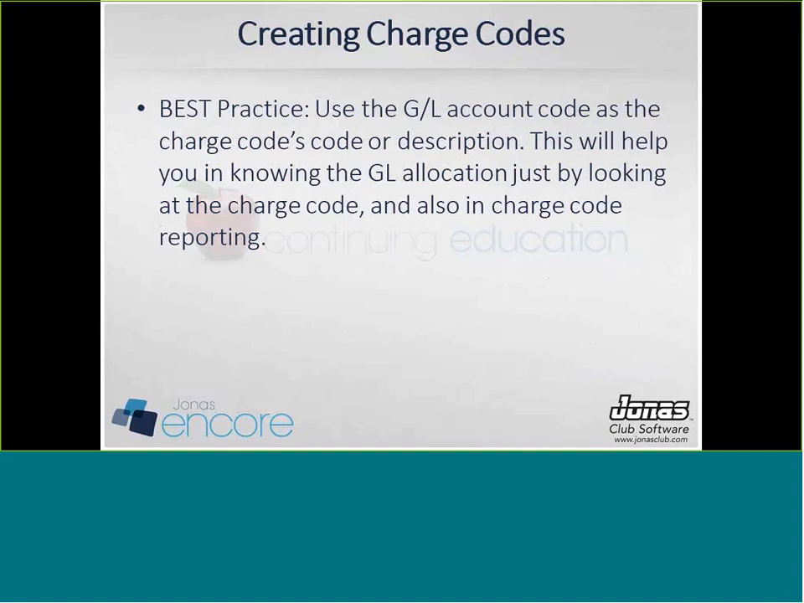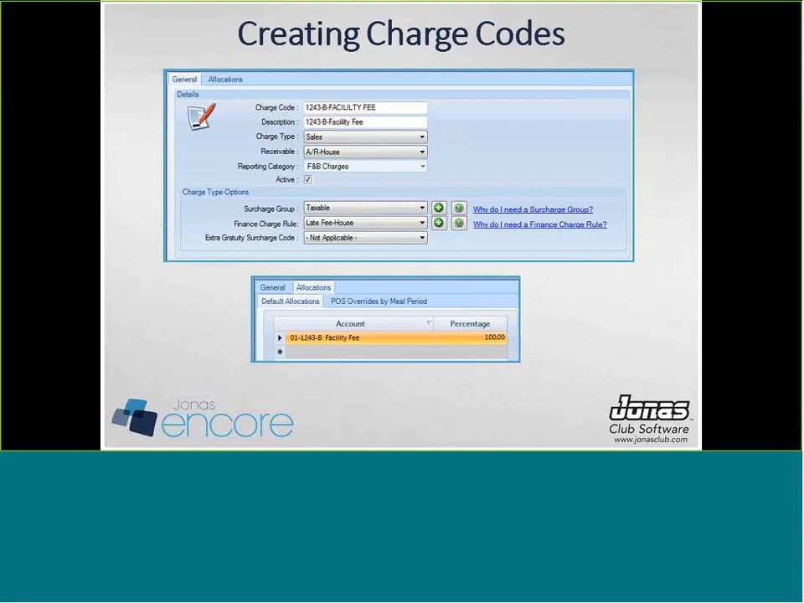So a best practice when we create the charge code is to use the GL account code as the charge code's code, and then the GL account description as the description. This will help you in knowing the GL allocation just by looking at the charge code and in charge code reporting. So when we create the charge code, it's going to ask you for the code and a name for it. Make the code the actual GL number, because then any time you look at that charge code, you don't need to go investigate where this charge code points to. You can just look at the code, and that tells you the general ledger.